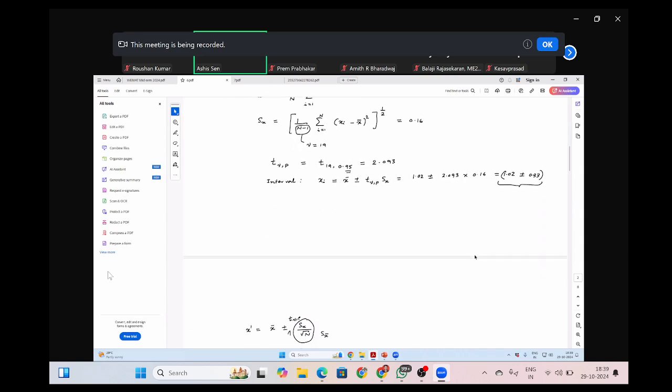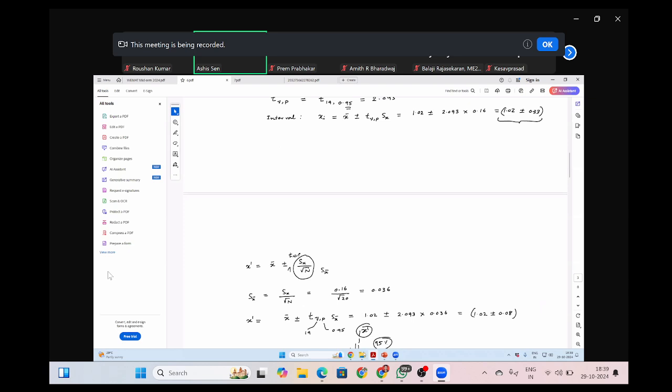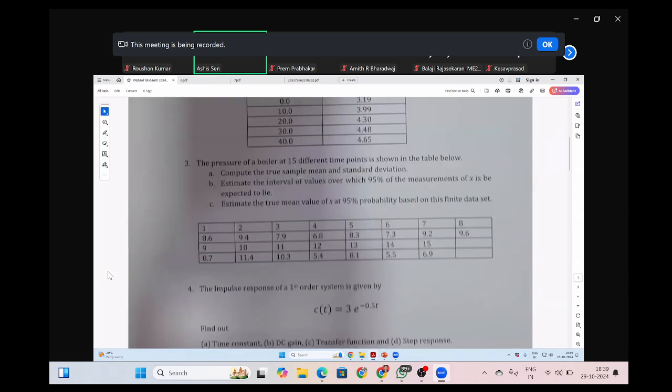And if you want to find the best estimate, you have to consider the mean plus minus t, the standard deviation divided by square root of n. Okay. So this we had done in the class. And the question that I have asked you is exactly similar. So let us see how we do here.